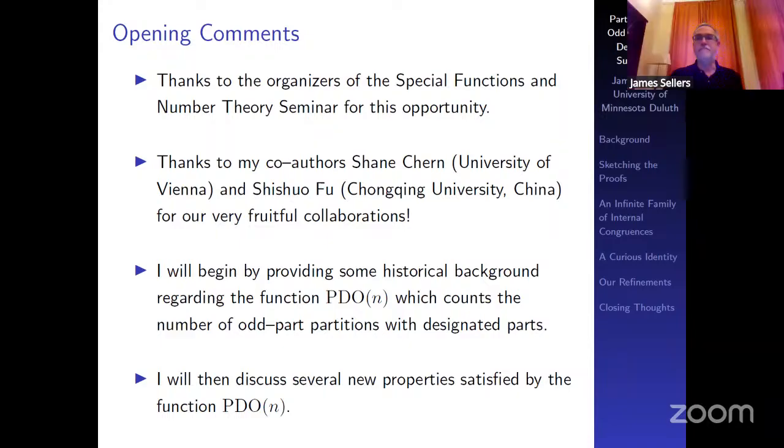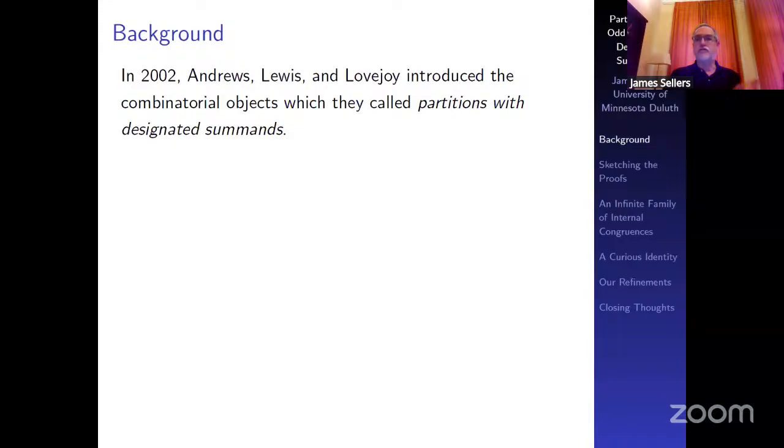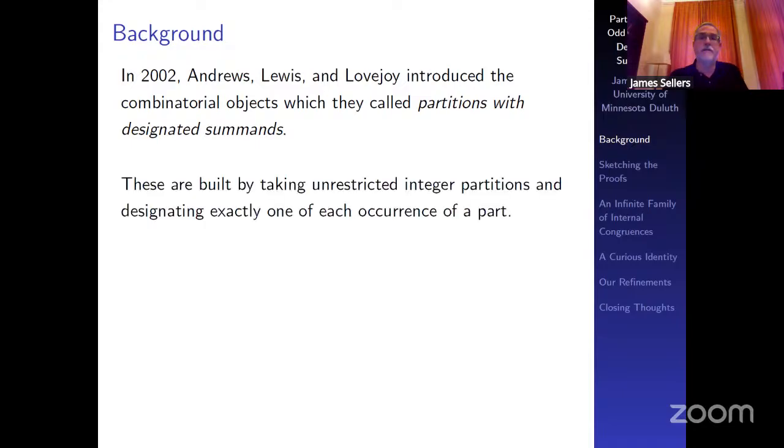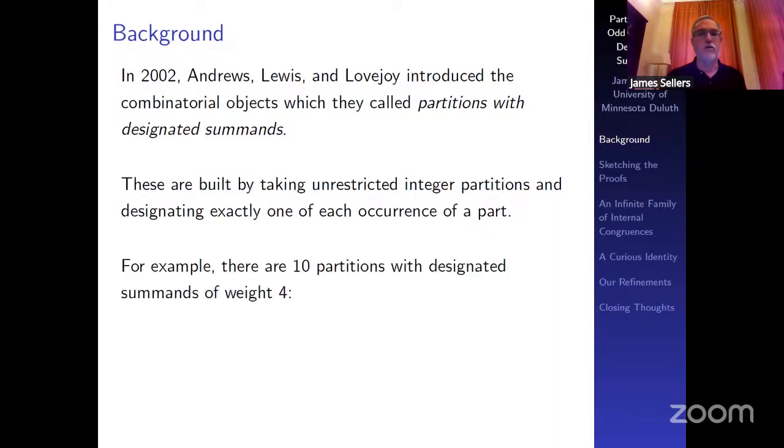Okay, so let's begin. So again, in 2002, Andrews, Lewis, and Lovejoy introduced these combinatorial objects called partitions with designated summands. They published this in the journal Acta Arithmetica. And these are built by starting with unrestricted integer partitions and then designating exactly one of each occurrence of a part. So let me show you an example. And I want to spend just a moment on this to make sure that we're clear on what these are and what they are not.